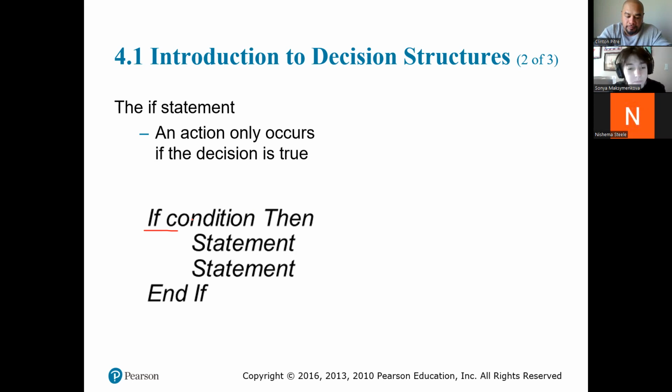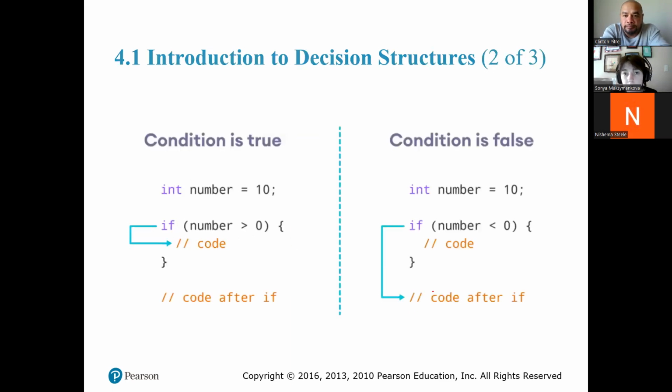Sorry about that. As you can see here, we have our if structure. If some condition is true, then our program will do something that's inside of this if decision structure, but only if it's true. Here we have an example of when the condition is true and when the condition is false. In this piece of code, we declare our integer variable called number that equals 10. Then we have our decision structure: if our number is greater than 0, then we will do something.